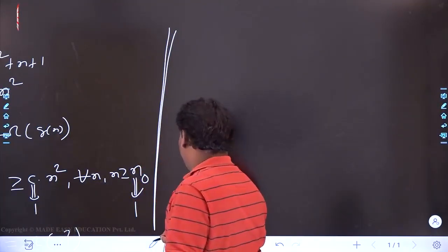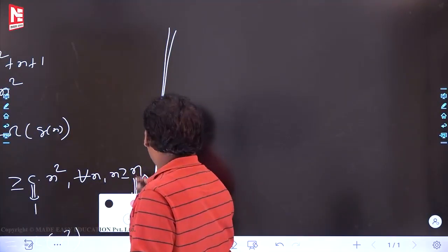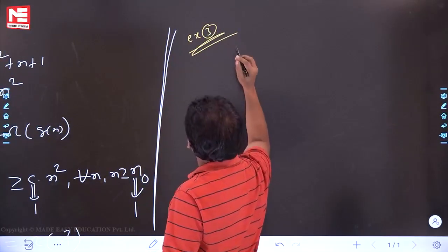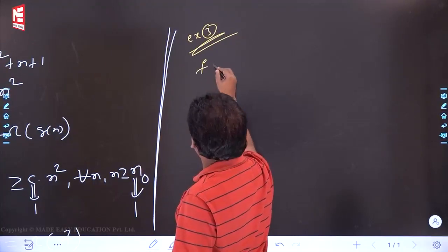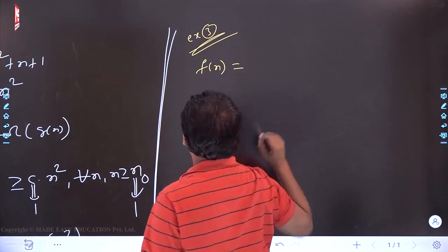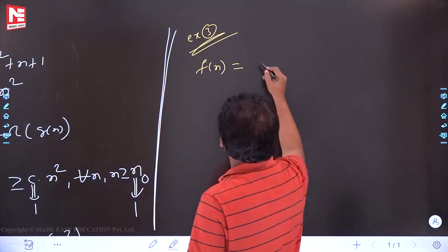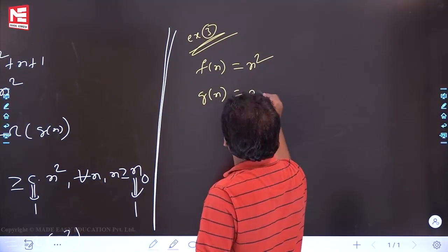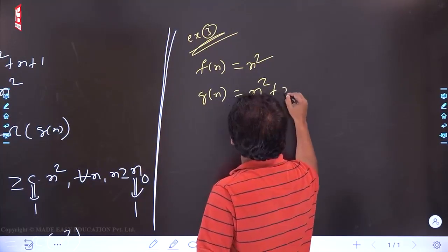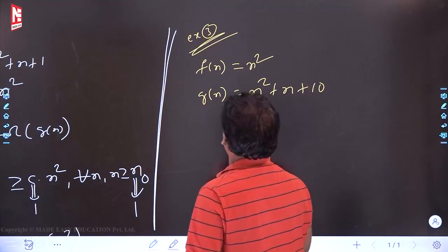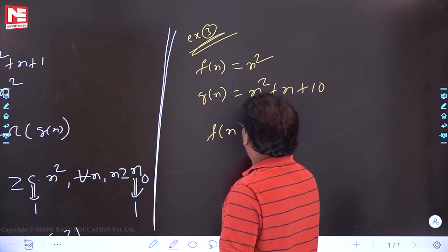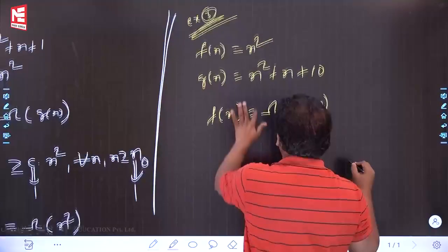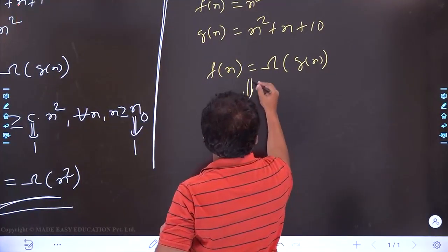See example 3. This also you listen. f of n is equal to n square, g of n is equal to n square plus n plus 10. Now I want to prove f of n is omega of g of n. If you want to prove it, what is the condition you have to satisfy? This is the condition you have to satisfy.